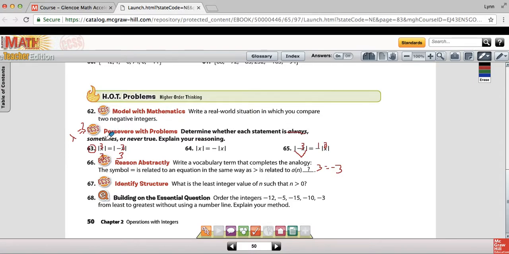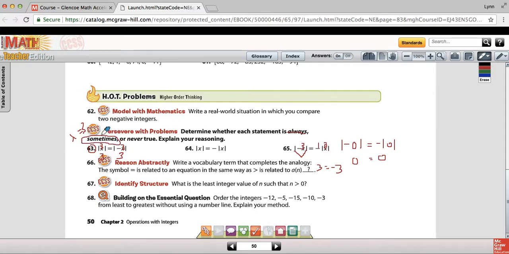And now we have to decide if it's sometimes true or never true. I can think of one number to test, and that is the number 0. We have negative x, in this case I'll put x is equal to 0, and then in the other side I'll put a negative sign and I'll put a 0 in for x there. And so what I have here is 0 equals 0. So that is true, and so I would say that that's sometimes true.